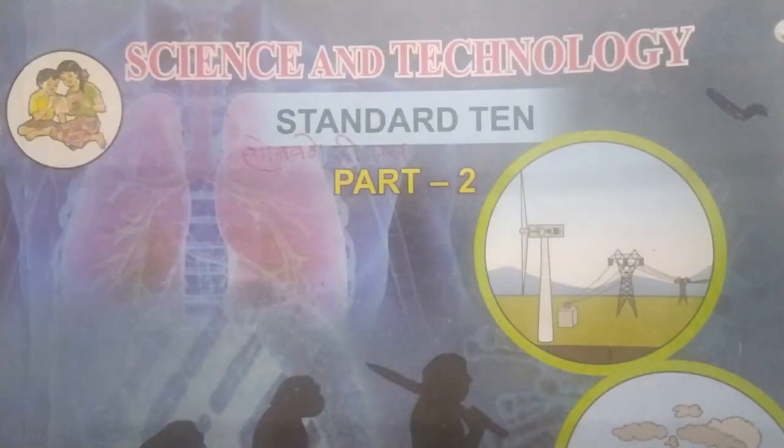So here we are with another article from your chapter number 3, that is Life Processes in Living Organisms, part 2, and the name of this particular article is Reproduction and Modern Technology.